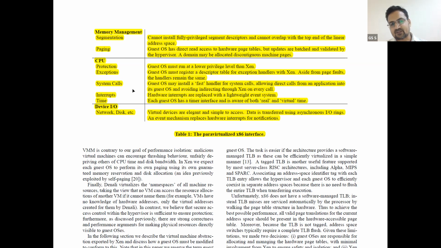What will happen to the system calls? System calls require a context switch. We all remember this: user mode to kernel mode, and coming from kernel mode back to user mode, right? So we require an additional thing, a fast handler. In Xen, we have hypercalls. These are the fast handler, so that every application can directly call the guest operating system without involving Xen. This support we require.